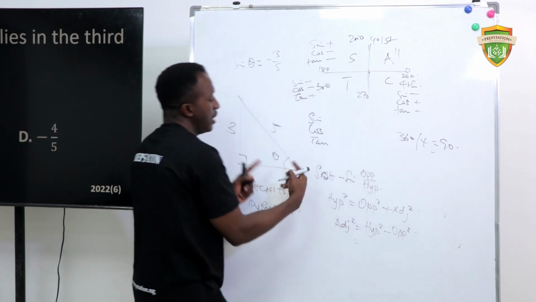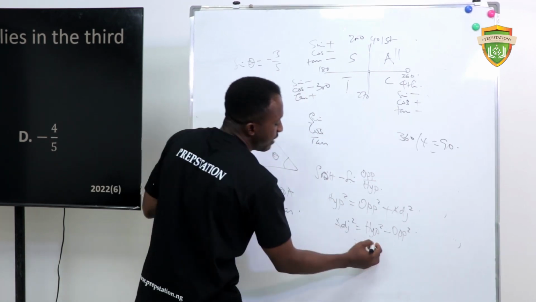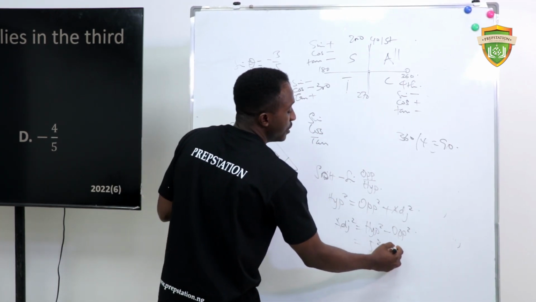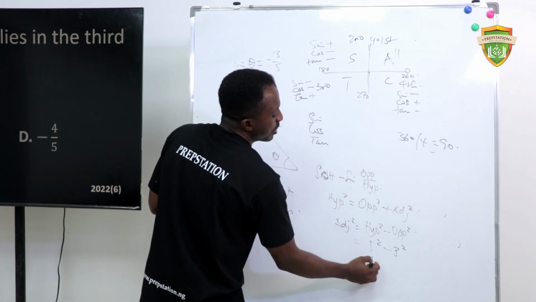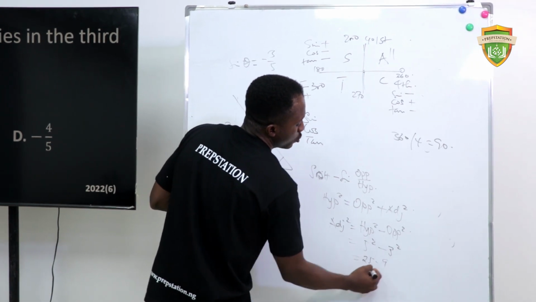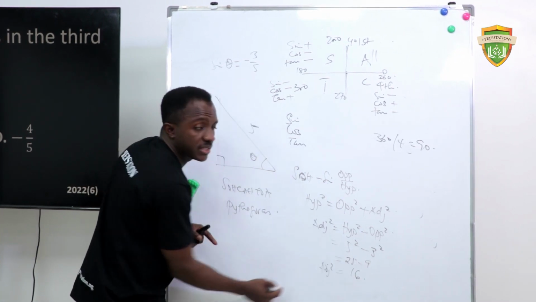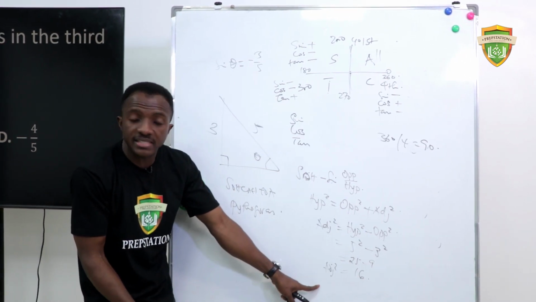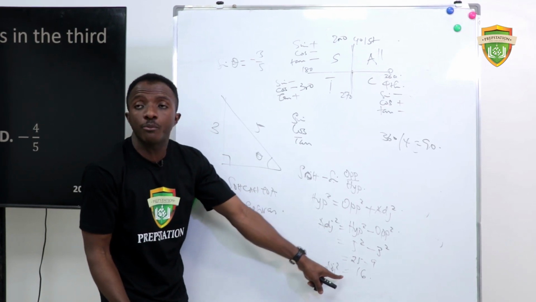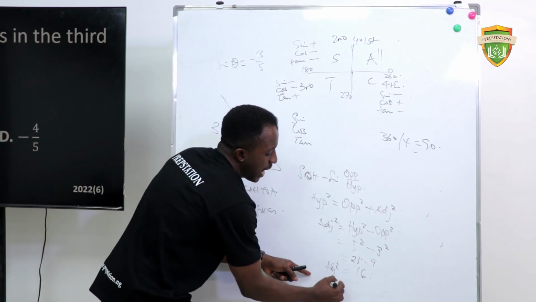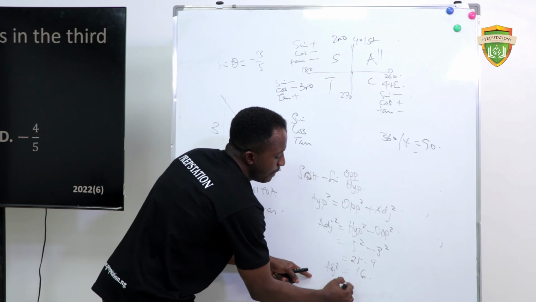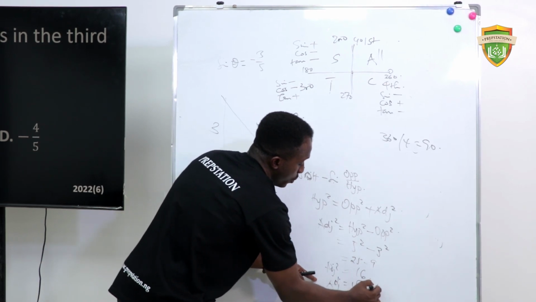Now let's replace what we have there. Hypotenuse is 5 squared minus 3 squared, and this is 25 minus 9. 25 minus 9 gives you 16. Remember, this is the square of the adjacent. To find the adjacent, all we need to do is take the square root of both sides. If we do that, we'll have the adjacent to be square root of 16, which is 4.